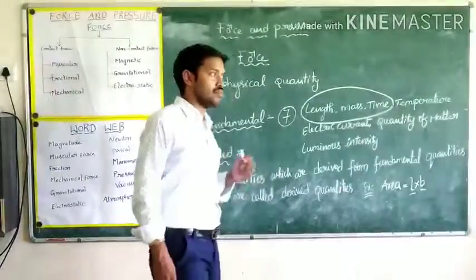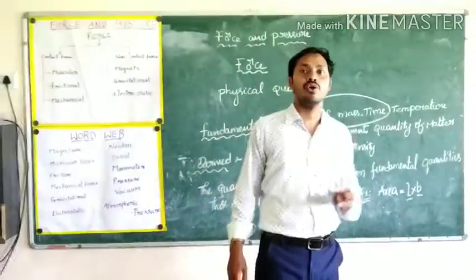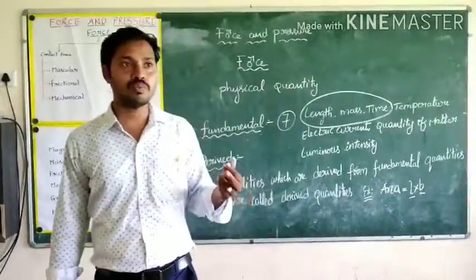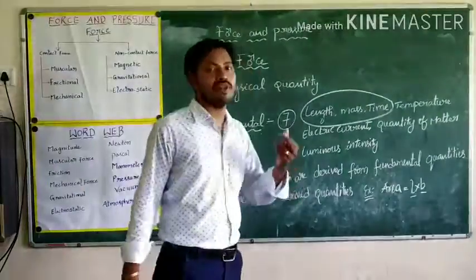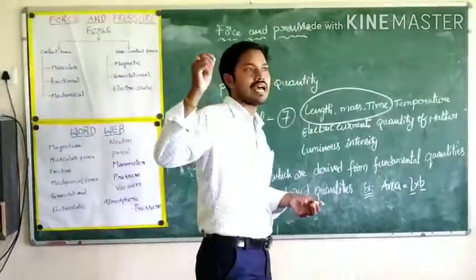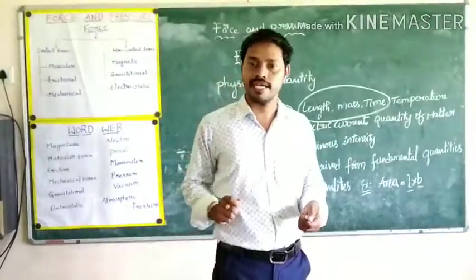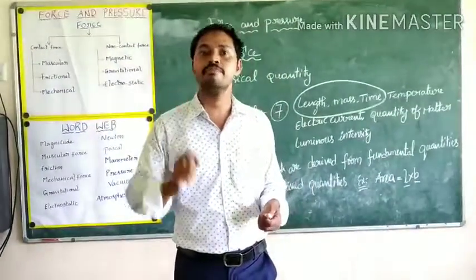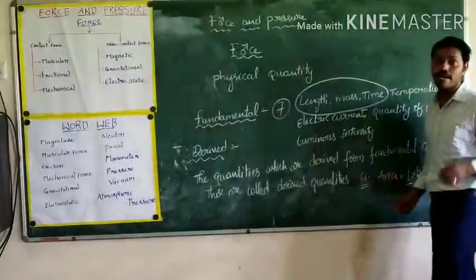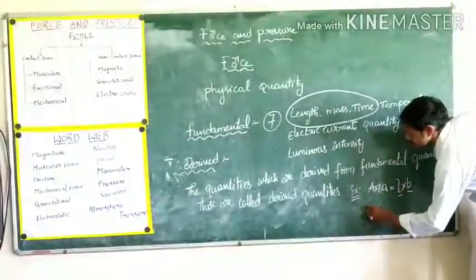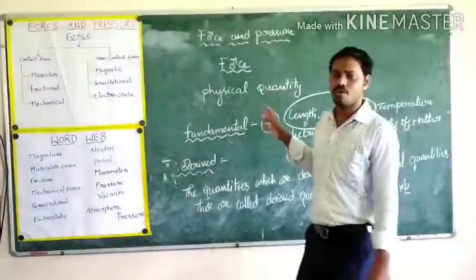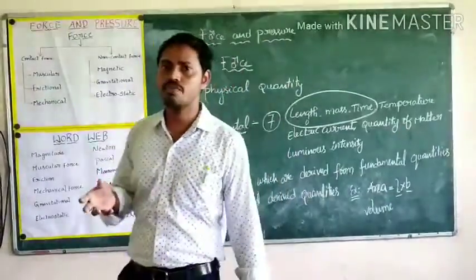Not only that, if we want to calculate the volume also, we have to depend on the length of the object. Volume is defined as the product of length, breadth and height. Here length, breadth and height are also fundamental quantities. Volume mainly depends upon the fundamental quantities. So volume is also a derived quantity. So this is the concept related to different types of quantities.